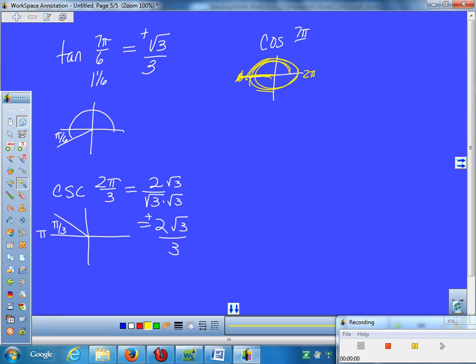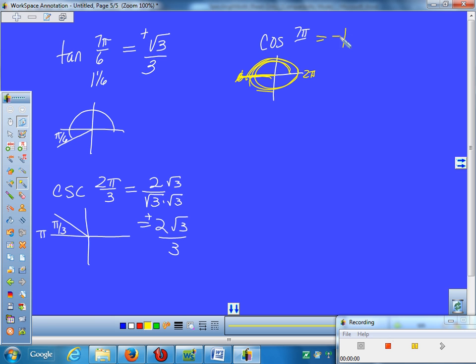Which angle do you use if you're on that quadrant line? You're on the same line as 0, so you use 0. So you go, what's the cosine of 0? 1. Which side are you on, the positive side or the negative side? You're on the negative side. So it's negative 1. There you go, you got your negative. So that's the cosine.